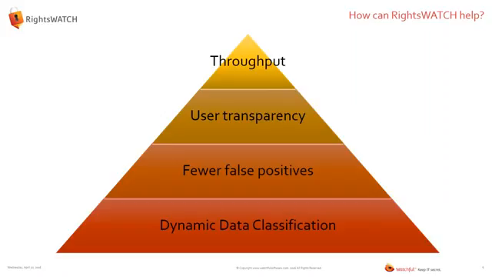RightsWATCH, by applying the classification rules at creation, also relieves the DLP of excessive analysis. So the DLP can then process the assets, whether they're documents or emails, more easily and more quickly with improved precision and accuracy.